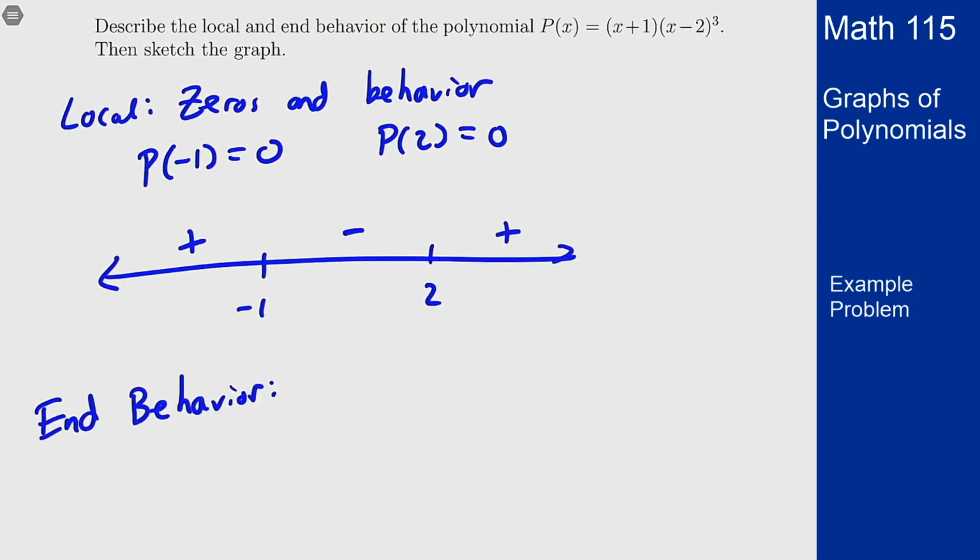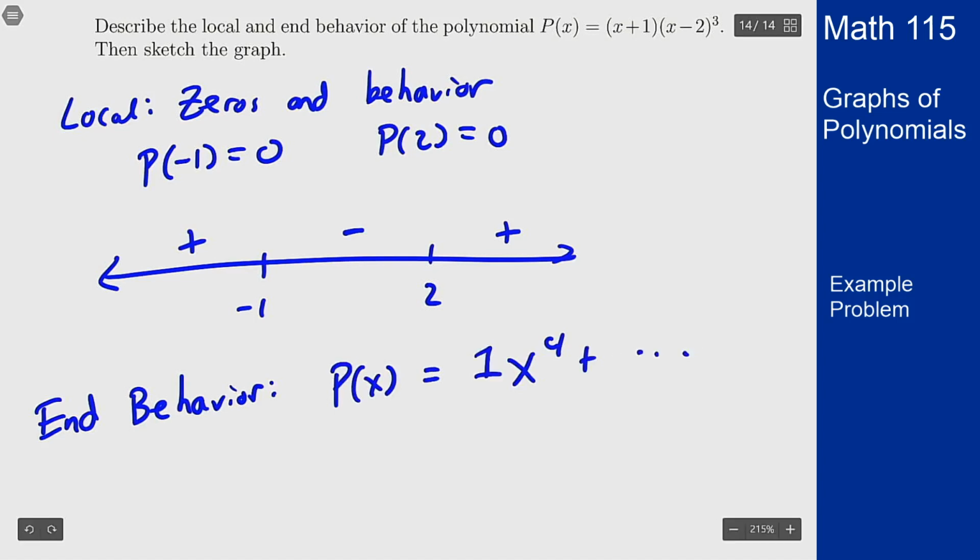Now, end behavior. If you look at this polynomial, we see that it's degree 4, because I have 1 x here, and I have 3 x's here because of the third power. Therefore, this will be an x to the fourth, and the leading coefficient is 1, because when I multiply that, I'll get the x to the fourth in the first term, plus lower order terms. And this term here determines the end behavior.